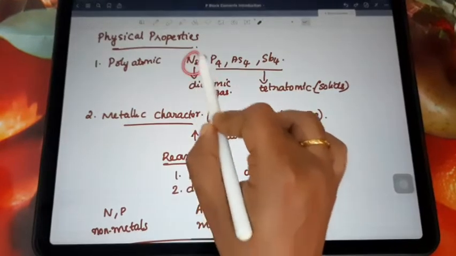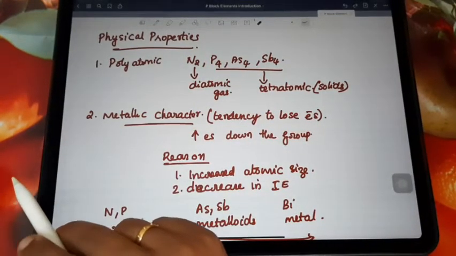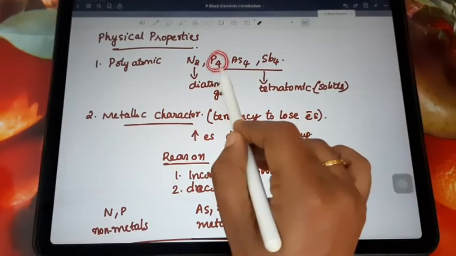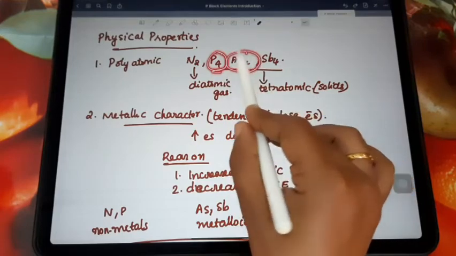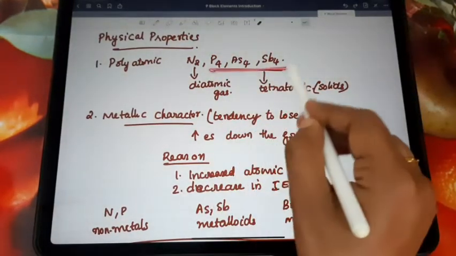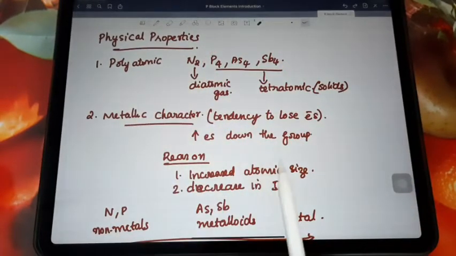Nitrogen, you know that it exists as a dimer, N2, a diatomic gas. It exists in the form of a gas. Next, P4 phosphorus exists as a tetramer. Arsenic, antimony and the rest also exist as tetramers. These are all solids. Okay. The next one, metallic character.